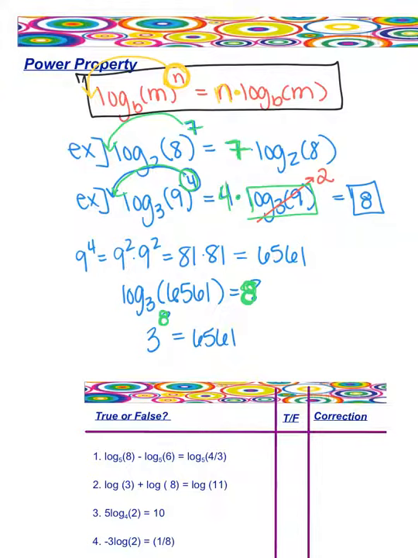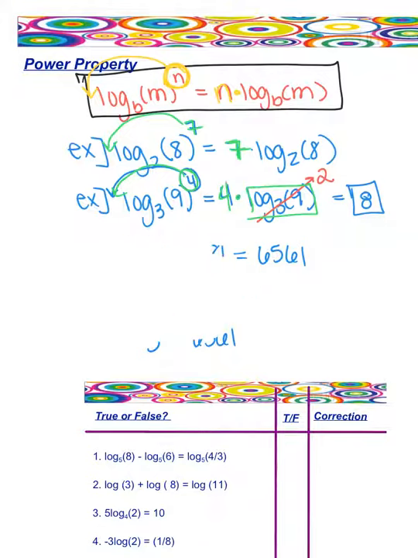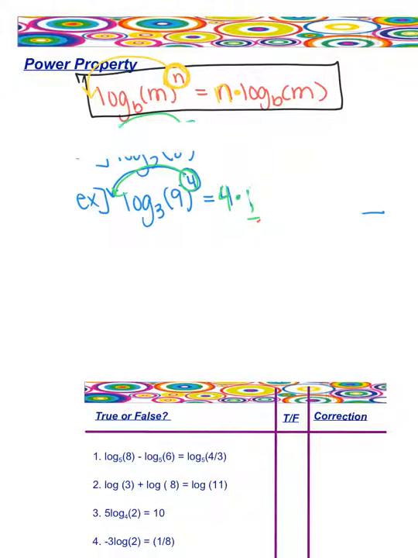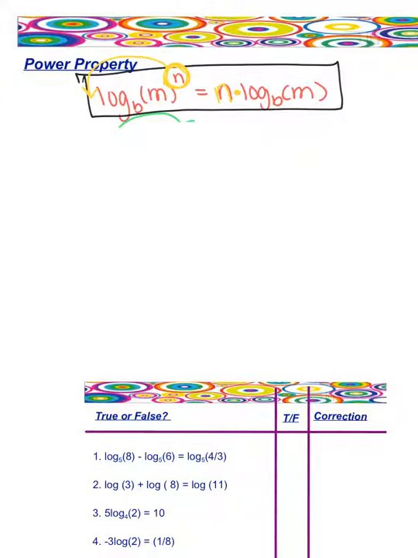Let's just do one more example. Let me get rid of some of this. So let's just use a variable. Let's say I have log base 17 of m raised to the 8th. So I can pull this 8 out front. It's 8 times log base 17 of m. And that would be all I'd be able to simplify. So I think that you have a good handle on the three properties now: the product, the quotient, and the power.